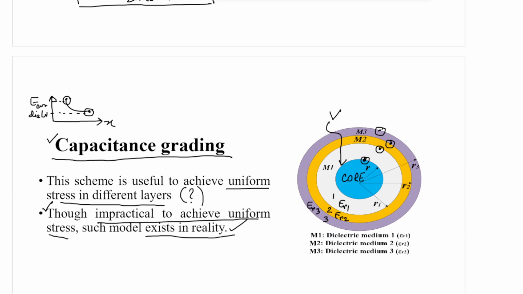Let us assume the outermost dielectric medium is grounded. So the total potential difference is V. Now what is V? V is assumed to be the summation of three voltages, V1, V2 and V3.